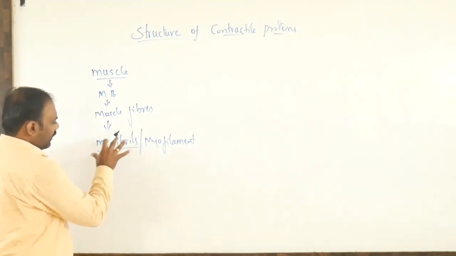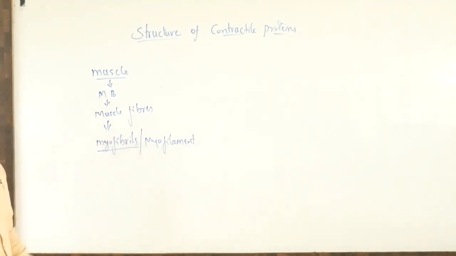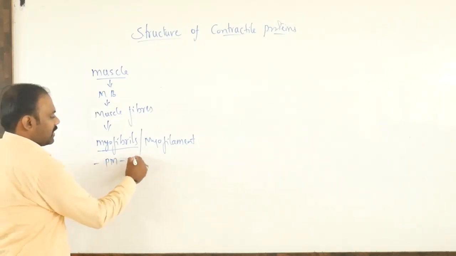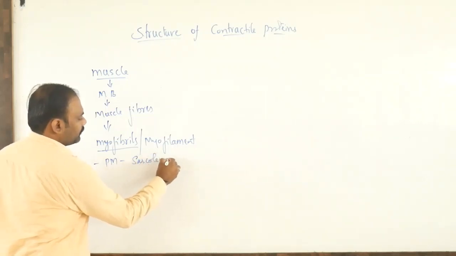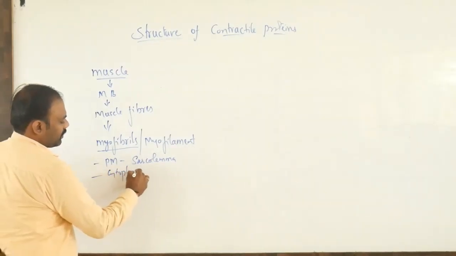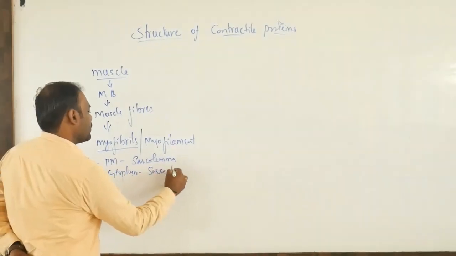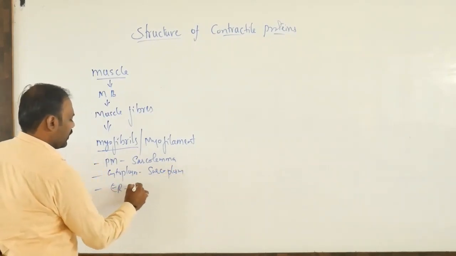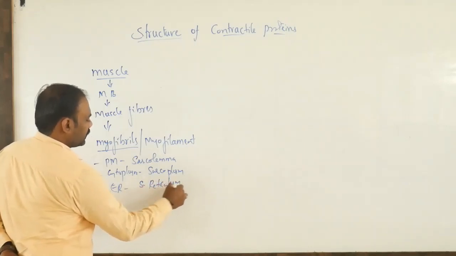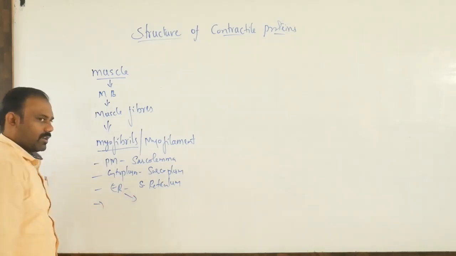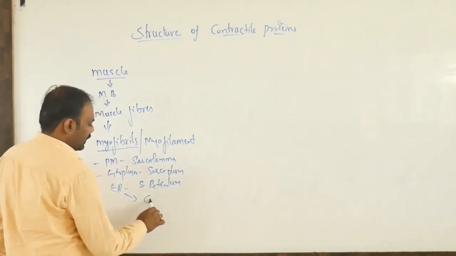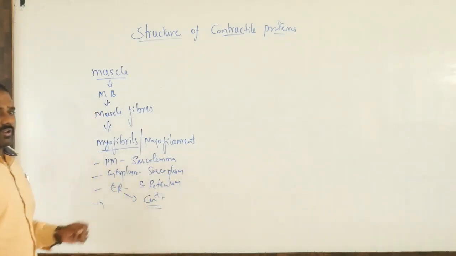Again, when we take the myofibril or myofilament, the outermost layer, nothing but the plasma membrane, is called, as I told you yesterday, sarcolemma. Yes or no? Again, cytoplasm is called sarcoplasm. Endoplasmic reticulum is called sarcoplasmic reticulum. And the sarcoplasmic reticulum, or the endoplasmic reticulum, is a very good reservoir that can store calcium ions. Remember, it can store calcium ions.